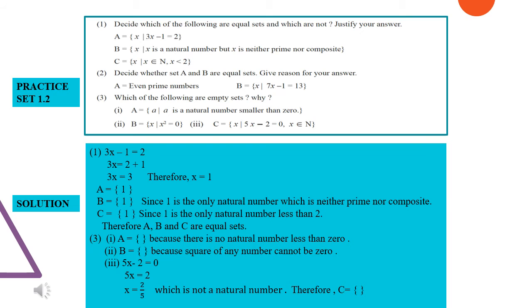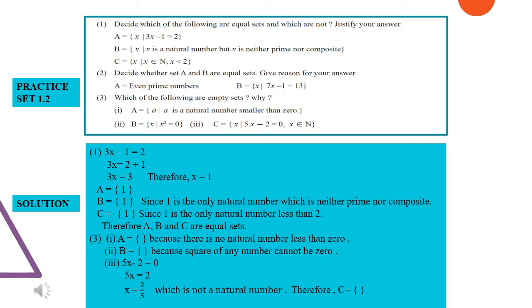Question 3. Which of the following are empty sets and why? First one, A is equal to x such that x is a natural number smaller than 0. Now do we have any natural number smaller than 0? No. Therefore my answer is an empty set. Then B, x such that x square is equal to 0. Now square of any number cannot be 0. Therefore again the answer is an empty set.